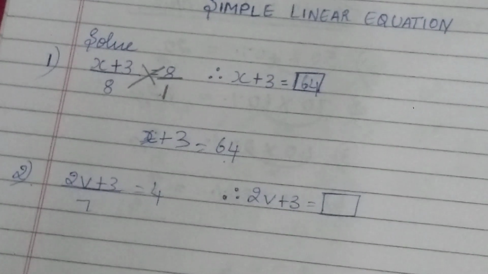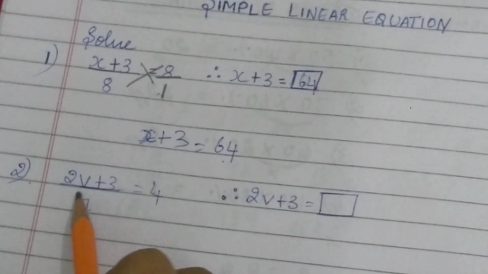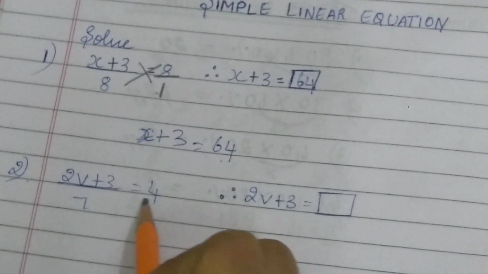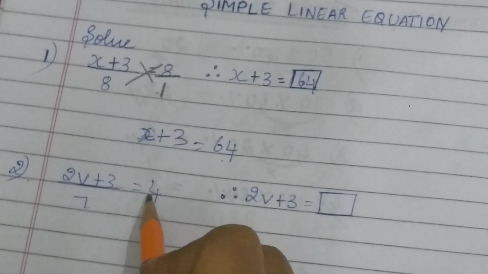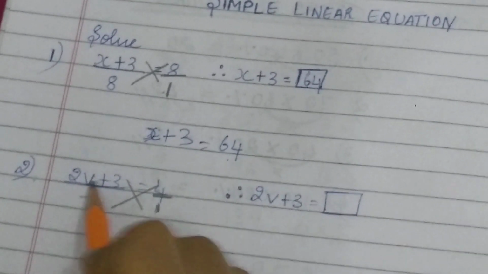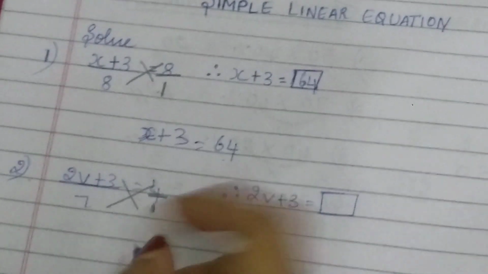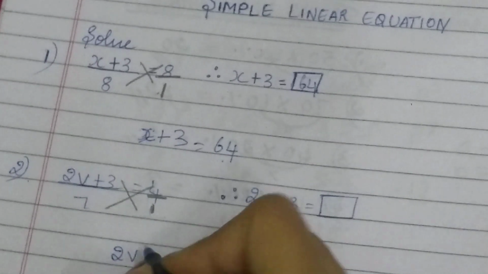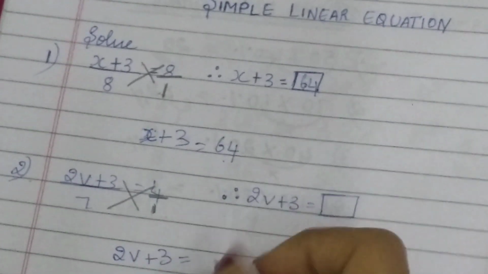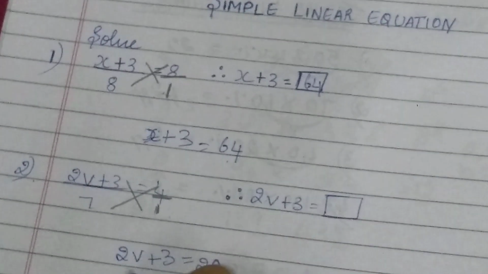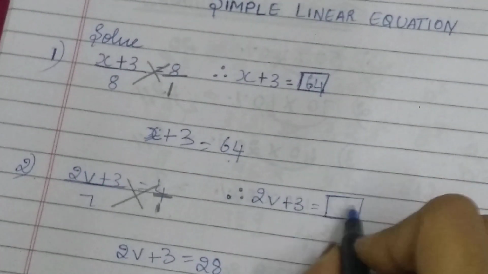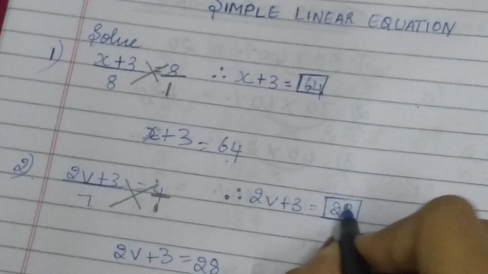So we'll do another sum, that is 2v plus 3 by 7 is equal to 4. If you don't have anything here in the denominator, what will you assume? You will assume this as 1, no? So shall we cross multiply this? 2v into 1 is 2v, plus 3 into 1 is 3, so 2v plus 3 is equal to 7 4s are 28. So what did you get? 2v plus 3 is equal to 28, no? So we'll put the value here. 2v plus 3 is equal to 28.